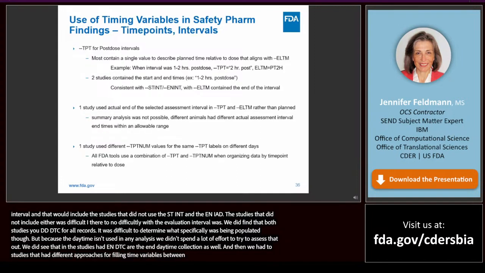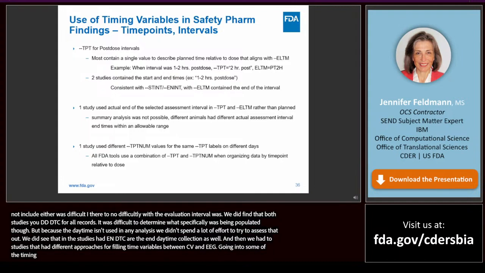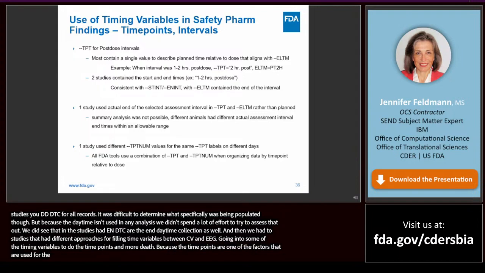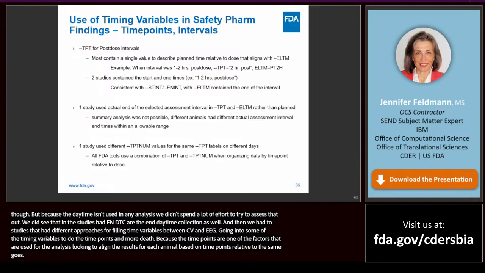Now, going into some of the timing variables, particularly the time points, in more depth, because the time points are one of the factors that are used for the analysis. We're looking to align the results for each animal based on time points relative to the same dose. So we look to TPT, we look to the ELTMs to determine what that assessment period was.